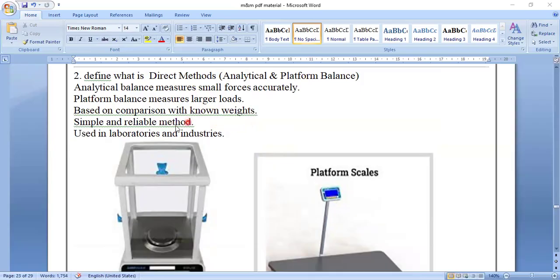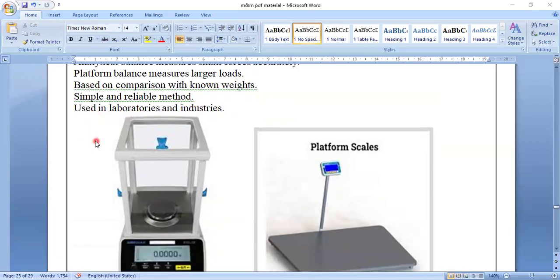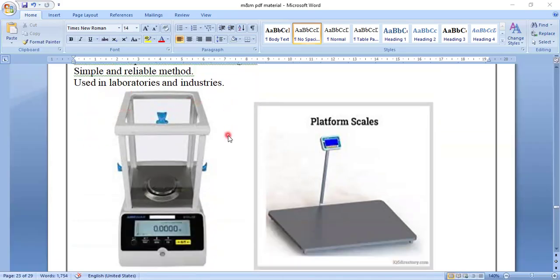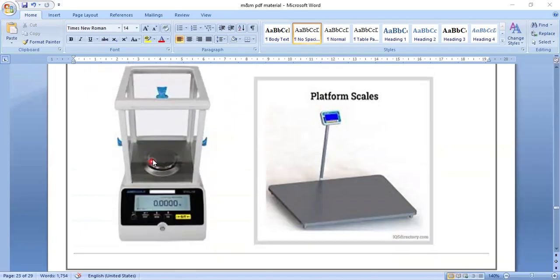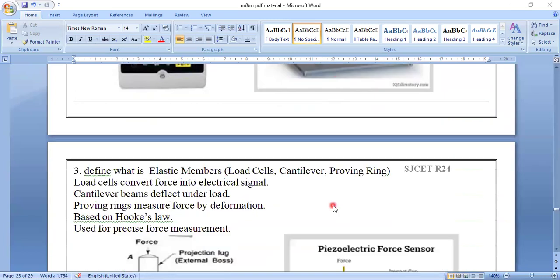Both are based on comparison with known weights. Whatever weight you put, the difference value is shown here. It is a simple and readable method, simple to start and stop, and used in laboratories and industries. You generally see this in gold shops: some weight is kept here and it is read here. This is a platform, where you can put heavy weights, and larger weights can be measured.